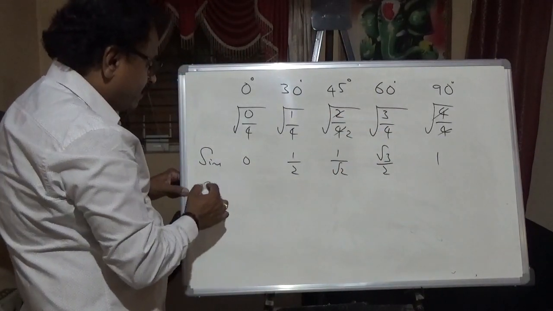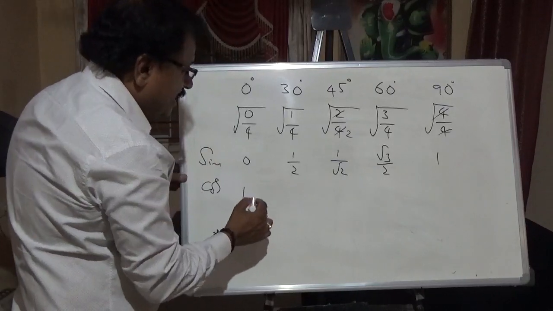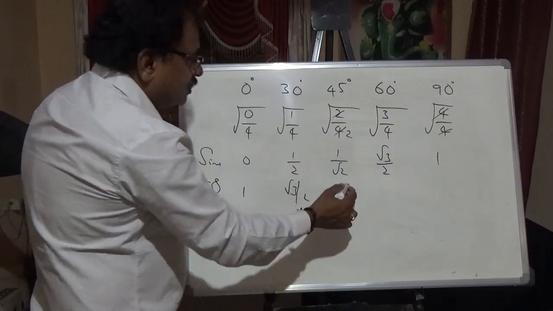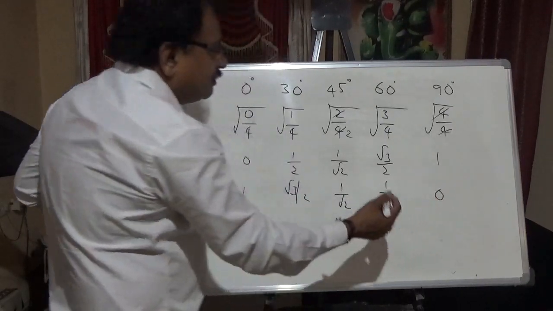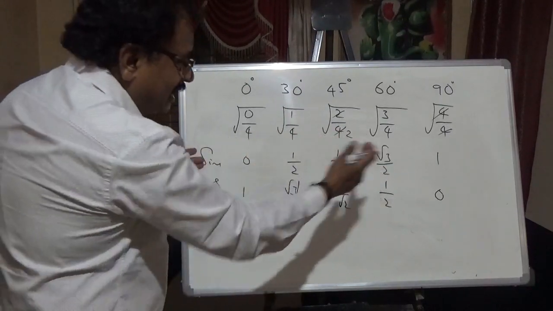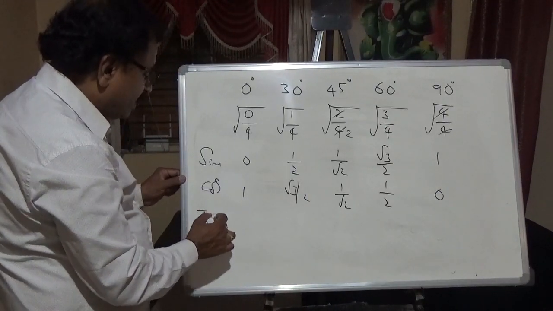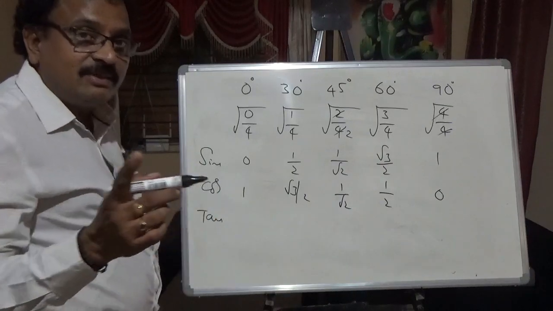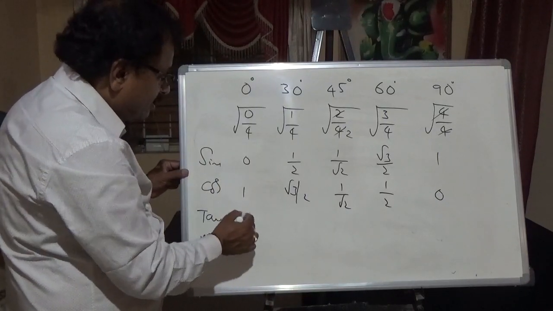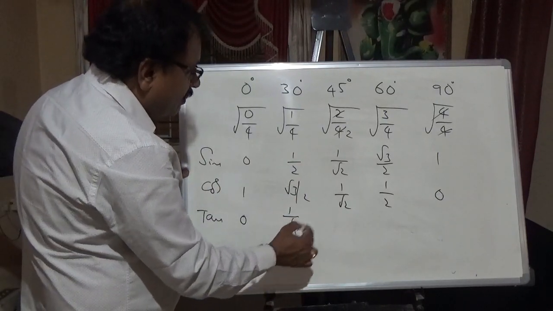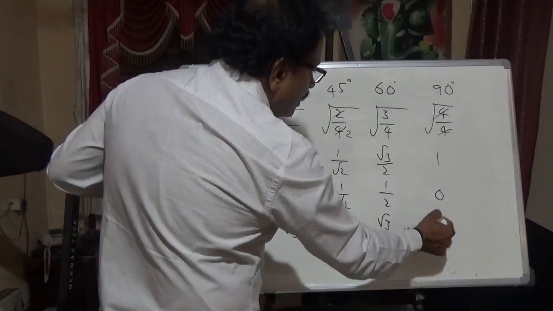Sine 90 is 1. How can you find cos values? Reverse it. 1 comes here, root 3 by 2, 1 by root 2 stays in the middle, 1 by 2 will come here, and 0 at the end. We are interchanging the values, and the middle value will be the same. Just now we discussed that sine theta by cos theta is tan theta. So sine by cos: 0 by 1 is 0. 2 cancel, 1 by root 3. 1 by root 2 by 1 by root 2 is 1. 2 cancel, root 3. 1 by 0 is infinite.